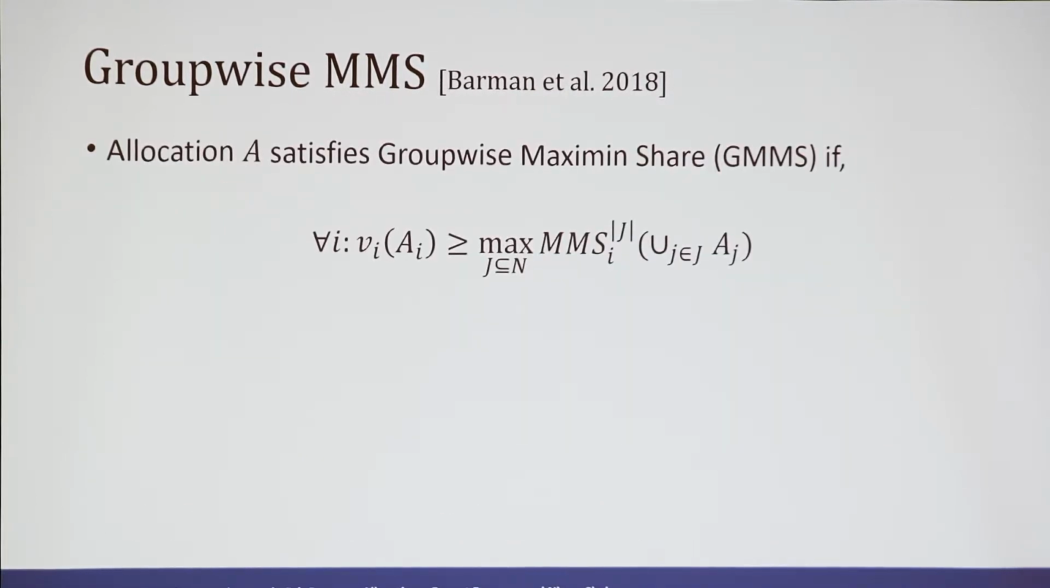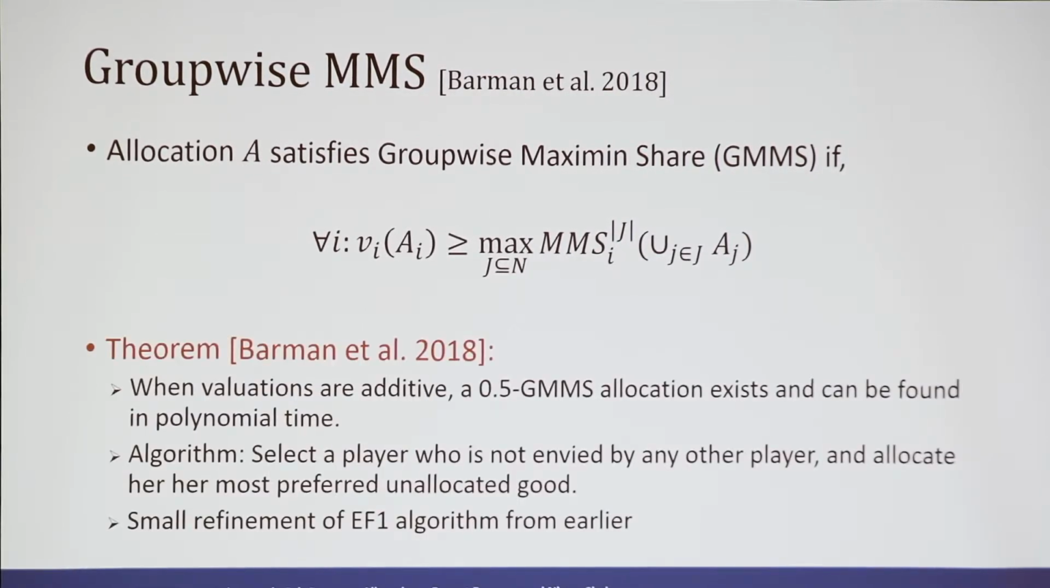Okay, so allocation A satisfies group-wise Maximin Share. Basically what that math says is if you cannot find a subinstance of the allocation like we just did. So what Barman et al. show is, of course, this is a strictly stronger property than regular MMS. So it also can't be guaranteed, and these known bounds still apply. They do show that for additive valuations, you can guarantee at least a half GMMS allocation, meaning that you can always guarantee someone at least half this utility. And they can find it in polynomial time.